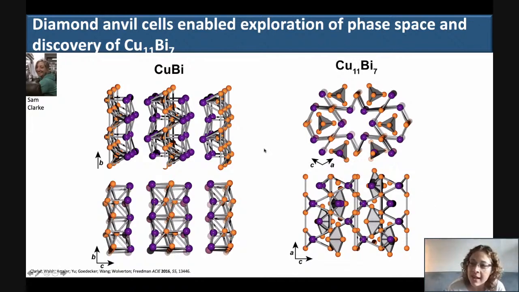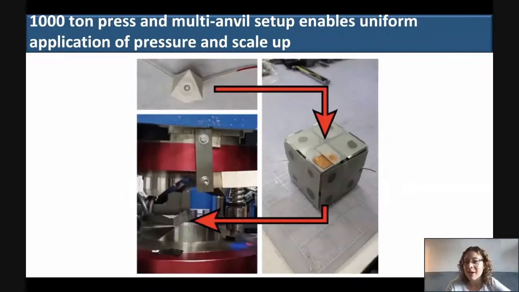And then the second phase that we isolated was this copper bismuth one-to-one binary compound. You can see that in both compounds, you have these nominal channels of bismuth atoms where the bismuth lone pairs protrude into this space. Both of these compounds we think are pretty interesting, and I think there's a lot of future work to be done with both of them that I won't talk about.